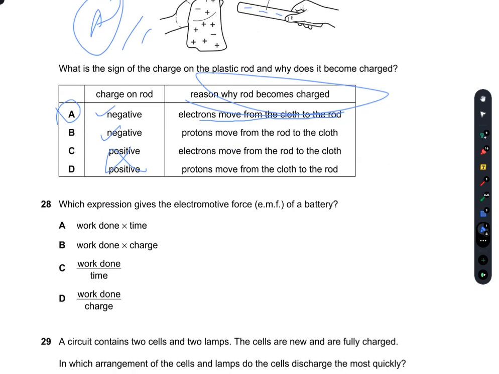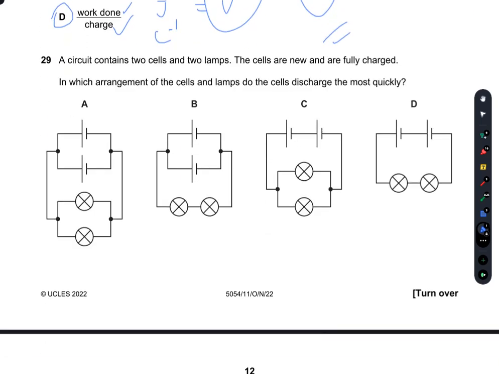Which expression gives the EMF of a battery? What is EMF? EMF is not voltage, but we sometimes call it voltage. But EMF is the amount of work done per unit charge in moving it through a closed circuit. So work done per unit charge, with the units of joules per coulomb, that is the unit of volts, the voltage. So D is the right option.